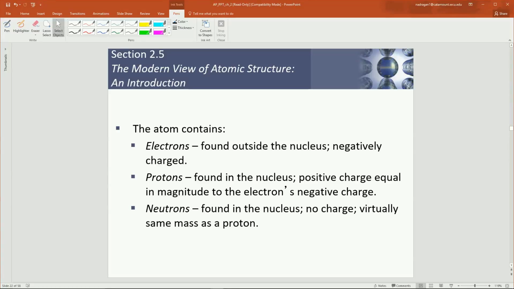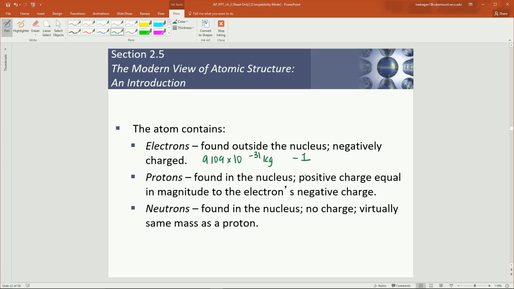Okay, so the next section is section 2.5, the modern view of atomic structure. So now we know that the atom contains electrons, protons, and neutrons. Electrons are found outside the nucleus and they're negatively charged. The mass of an electron is 9.109 times 10 to the negative 31st kilograms, and its charge is -1.